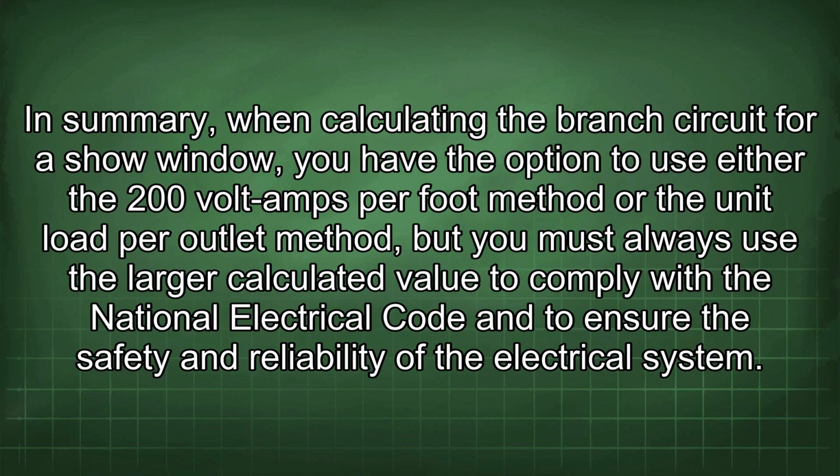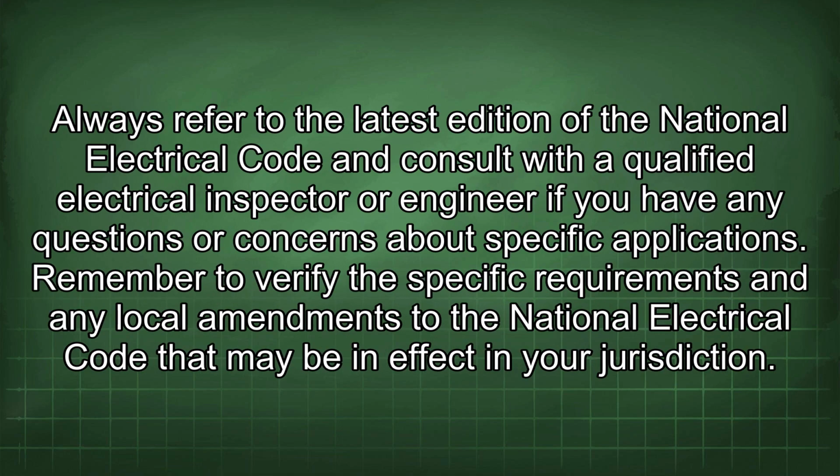In summary, when calculating the branch circuit for a show window, you have the option to use either the 200 volt-amps per foot method or the unit load per outlet method, but you must always use the larger calculated value to comply with the National Electrical Code and to ensure the safety and reliability of the electrical system. Always refer to the latest edition of the National Electrical Code and consult with a qualified electrical inspector or engineer if you have any questions or concerns about specific applications.